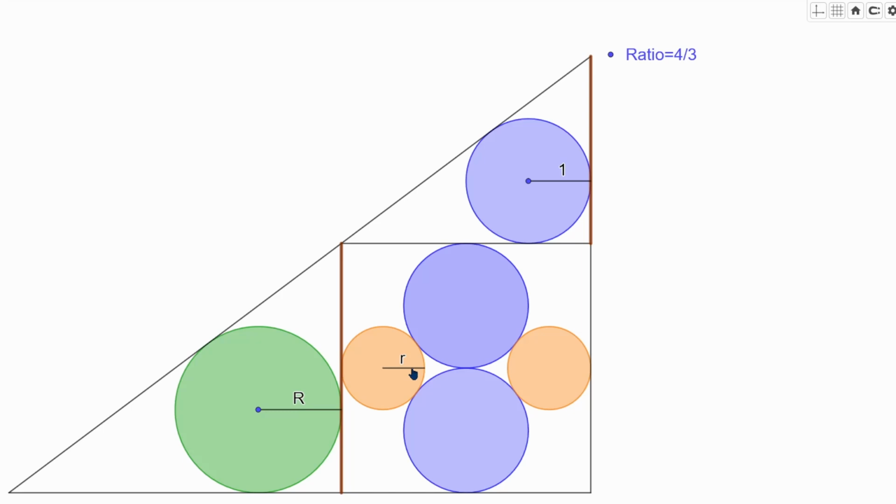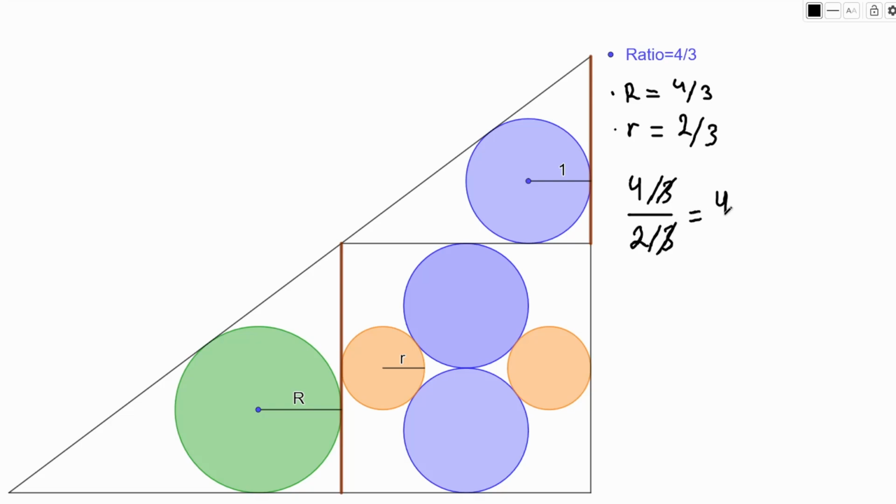So let us now summarize this and compute the ratio between the large green radius and the smaller orange radius. We get that large r divided by small r becomes 4/3 divided by 2/3. Now the thirds of course cancel and we're left with 4 divided by 2, which is just equal to 2. So the large r is 2 times as large as this small r of the orange circle. And that is the full solution to this problem.